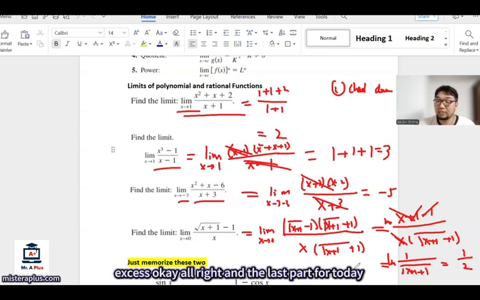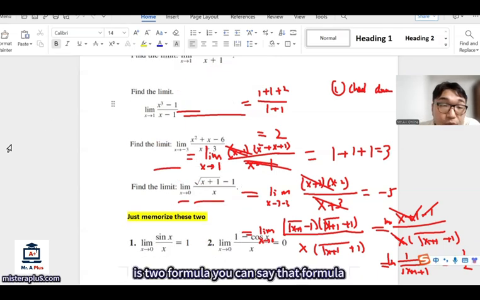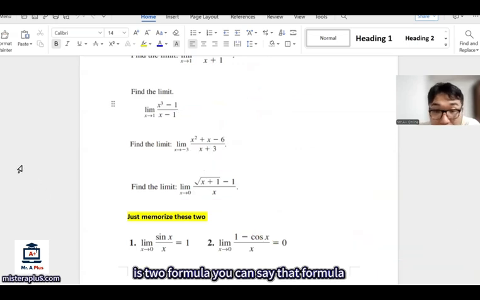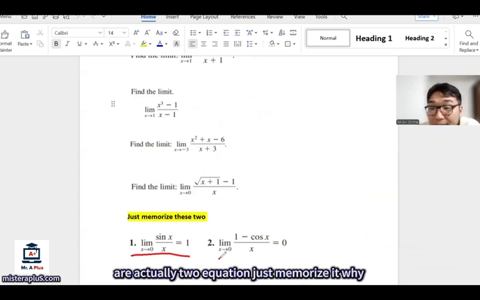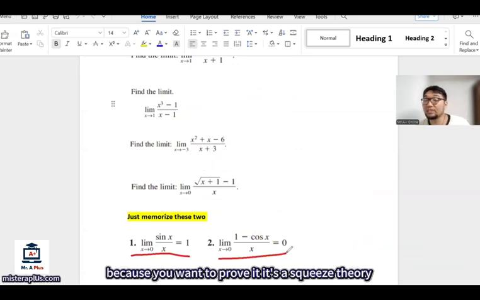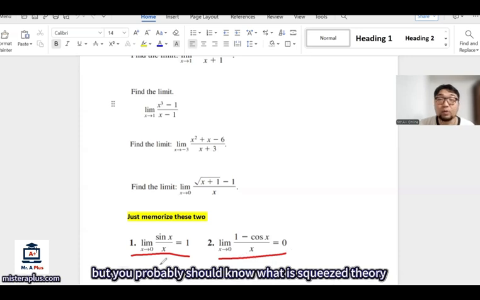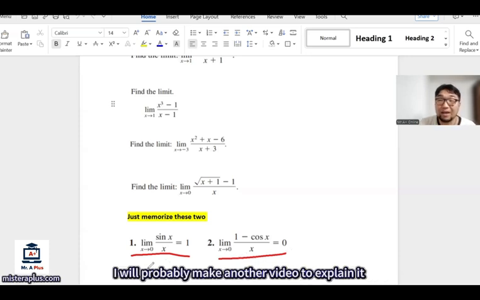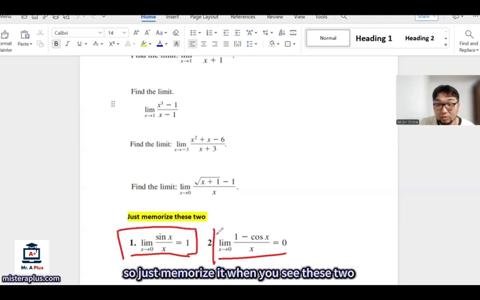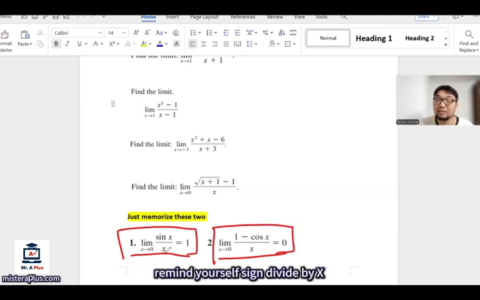Make sense? Alright, and the last part for today is 2 formulas, actually 2 equations. Just memorize them. Why? Because to prove it you need the squeeze theorem, which will be tested, but it's not required in this lesson. But you should probably know what the squeeze theorem is. I will probably make another video to explain it. So just memorize it. When you see these two: sine x divided by x, limit as x approaches 0, equals 1. And this part equals 0.